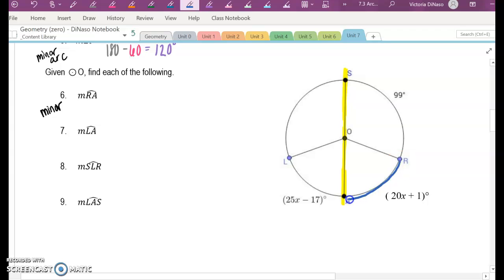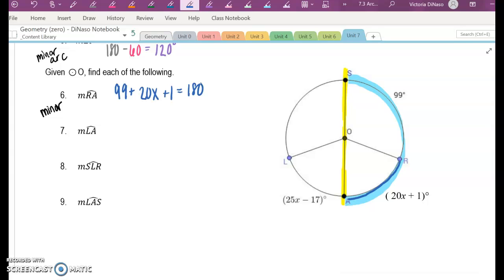Here's RA. Now the problem is that it's 20x plus 1. That doesn't help me. That's not a measure. That's not a number. However, this RA is next to SR, which is 99. And from S to R, and then if I were to connect R to A, they're not going to be equal to each other. What I can do is add the 2 of them together and set it equal to 180. And that's the point of highlighting the diameter, because the diameter splits up the arcs into semicircles.